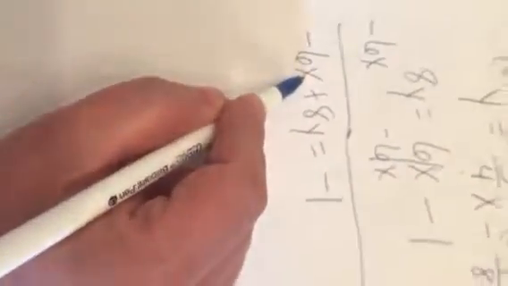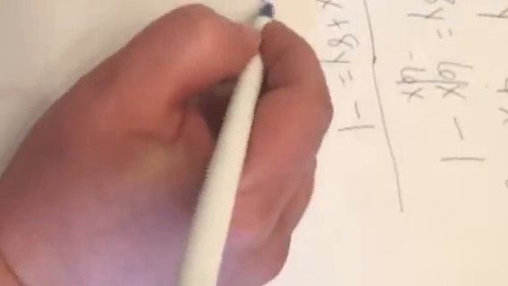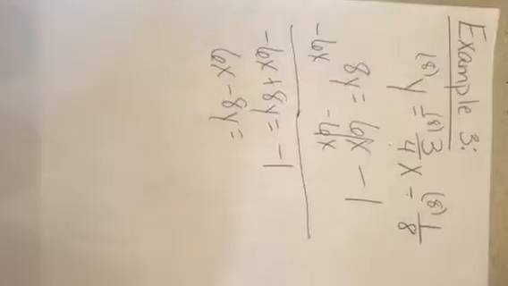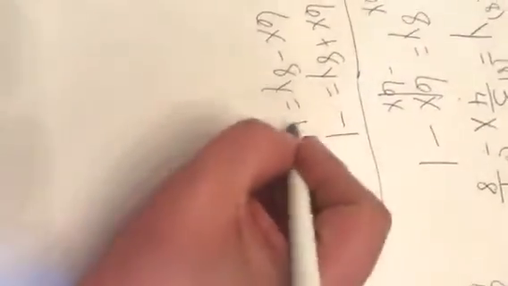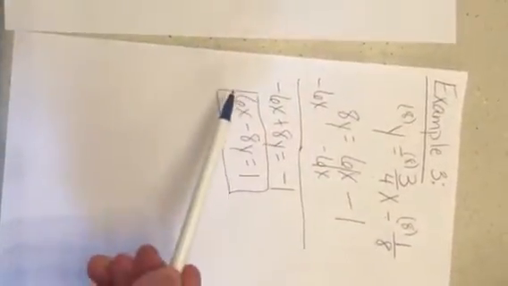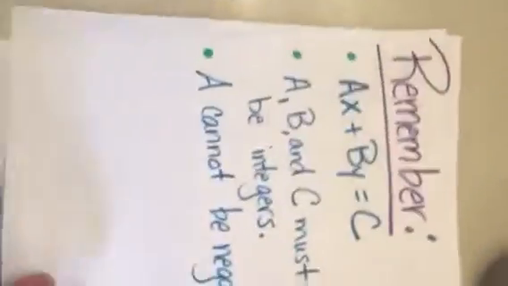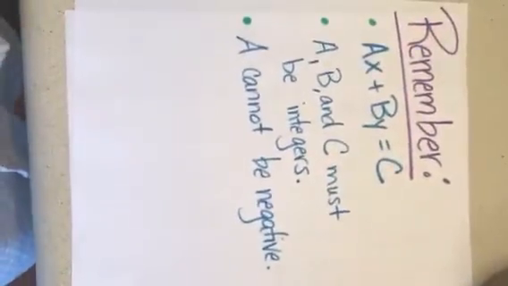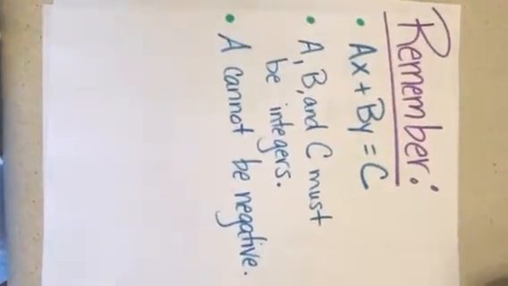Negative 6x times -1. A negative times a negative is a positive, so that gives us positive 6x. 8y times -1. Well, a positive times a negative is a negative. And then -1 times -1, a negative times a negative is a positive, and it leaves me with 1. So the equation y equals 3/4 x minus 1/8 in slope-intercept form is the same as 6x minus 8y equals 1 in standard form.